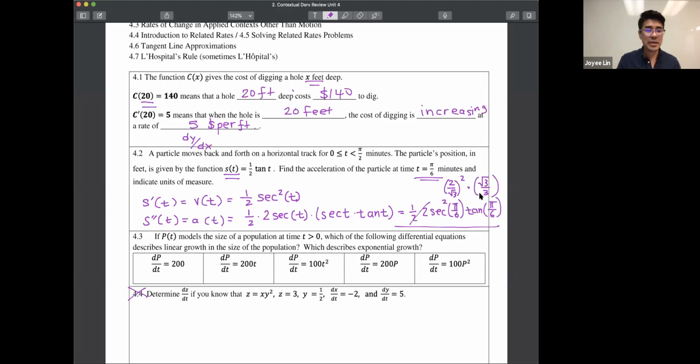And can somebody tell me, type in the chat box, what the units of measure would be for this acceleration function? Minutes per feet squared? Not quite.